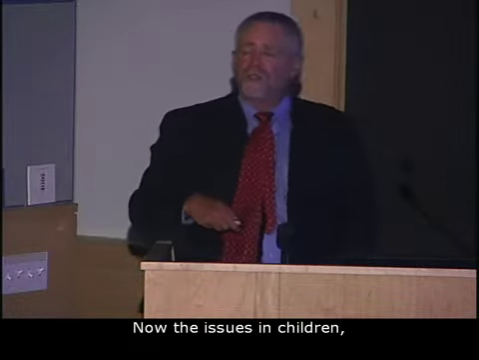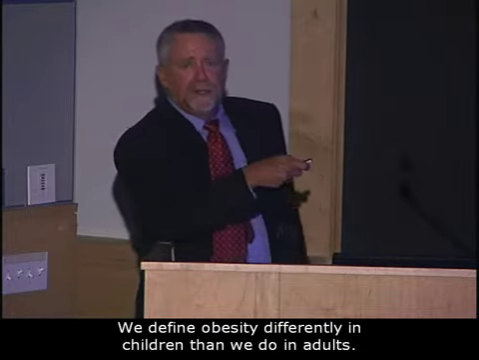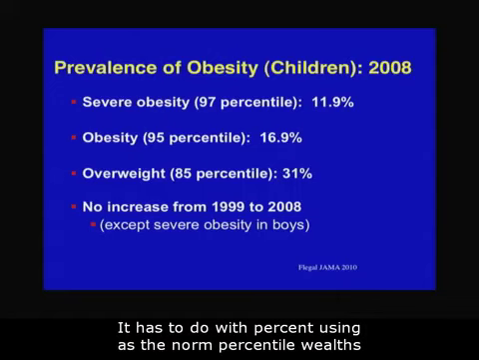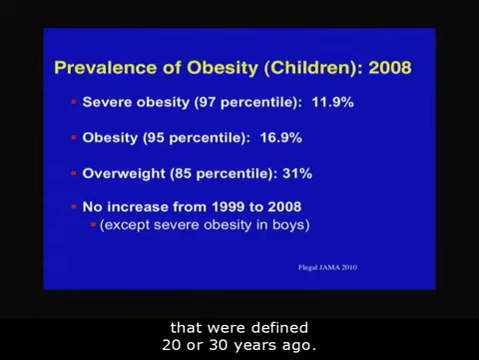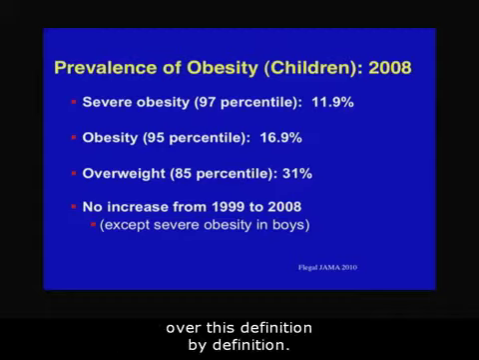Now, the issues in children, of course, have been very concerning. We define obesity differently in children than we do in adults. It has to do with using as the norm percentile weights that were defined about 20, 30 years ago. So you would think, and statistically this is pretty obvious, that only 3% of people would be over this definition by definition.